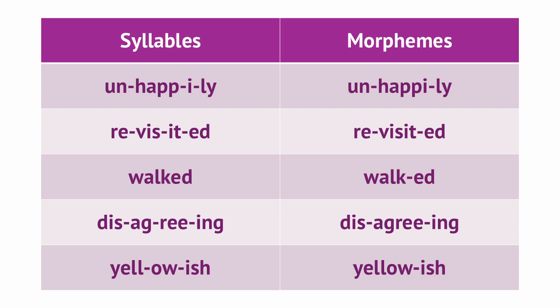How about yellowish? Yellowish. Three syllables, but two morphemes. One morpheme is the colour, yellow. And then ish adds a little extra meaning: it's not exactly yellow. It's kind of yellow, but not 100% yellow. So all of those words have different numbers of syllables and morphemes.